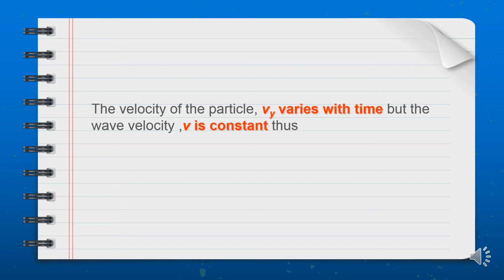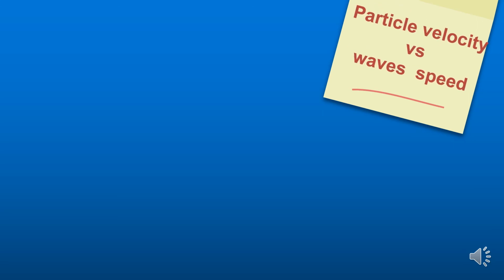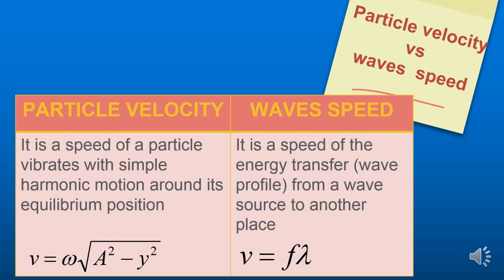The velocity of the particles varies with time, but the wave velocity is constant. Thus, particle velocity will not be equal to wave velocity. Okay, now we take a look at the difference between the particle velocity and wave speed. Take a look at the table given.